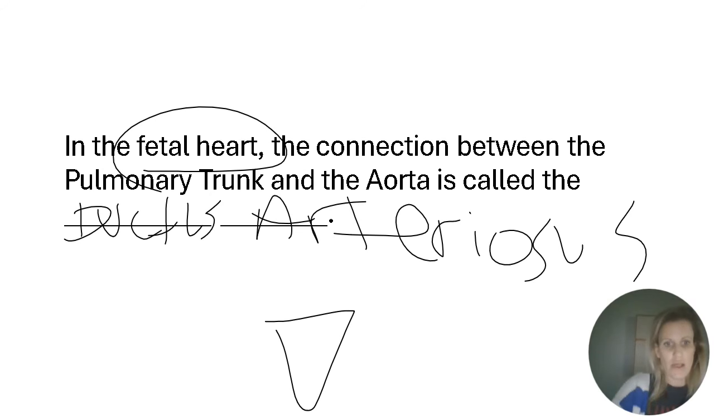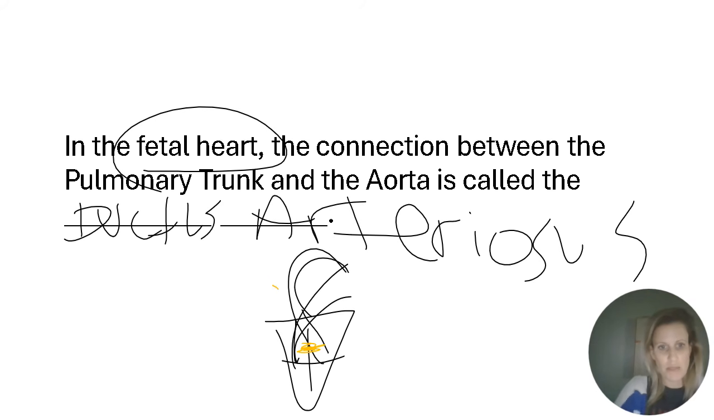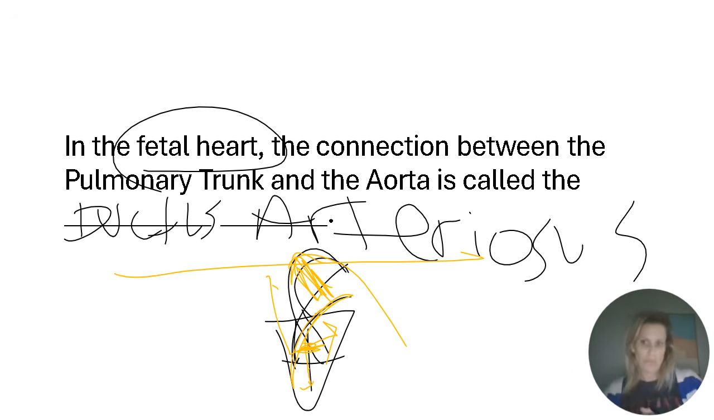Remember that the fetal heart has two ways that it skips pulmonary circulation. One way is that it has a hole between the atria right here, so that blood can come into the right atrium and then skip right on over to the left atrium. That hole was the foramen ovale. It also has a little duct right here, so that blood that comes from the right ventricle out through the pulmonary trunk can skip right on over to the aorta and go out to the body. That little connection right here between the pulmonary trunk and the aorta is the ductus arteriosus.